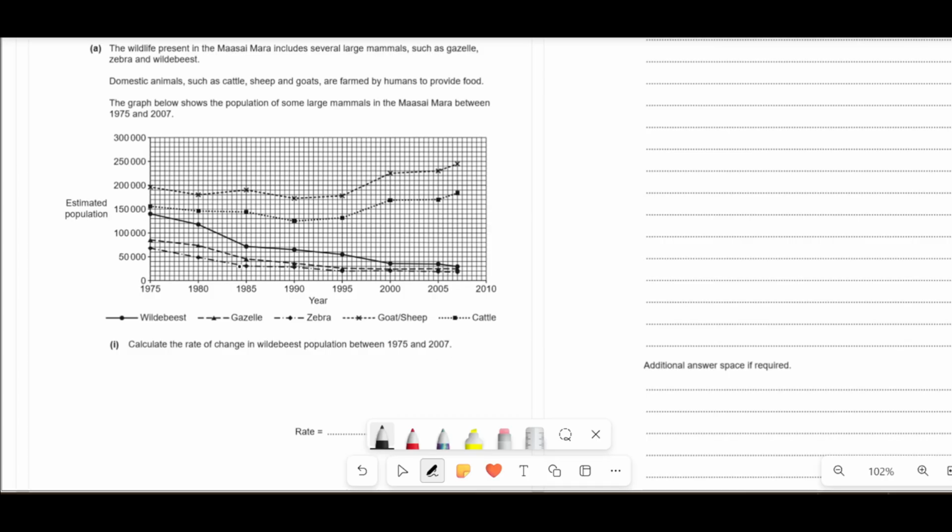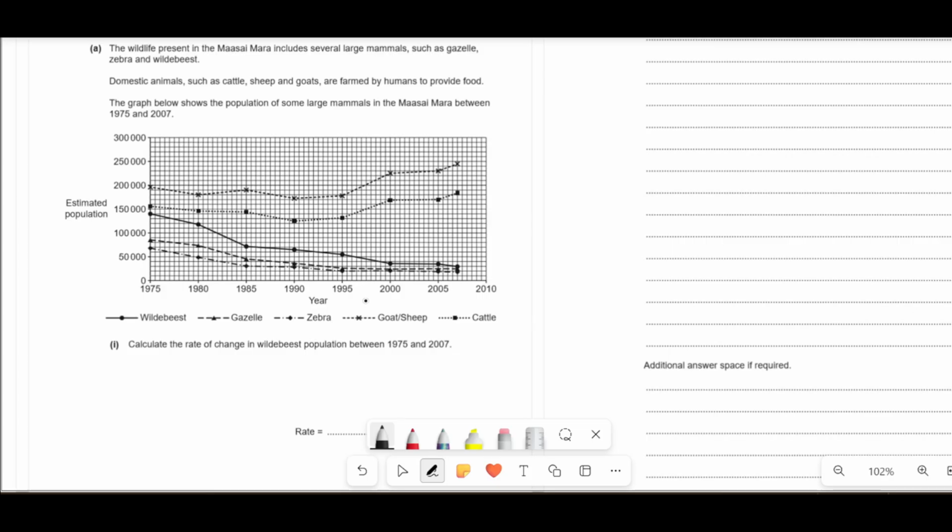So wildebeest goes down, and it keeps going down, but it drops faster here than it does here, and then it levels off. So its numbers go down fast and then slow down. If you look at gazelle, it's kind of hard to see on this. It's sort of not dropping too much, and then all of a sudden between 1980 and 95 it drops a bit more sharply, and then it stabilizes again.